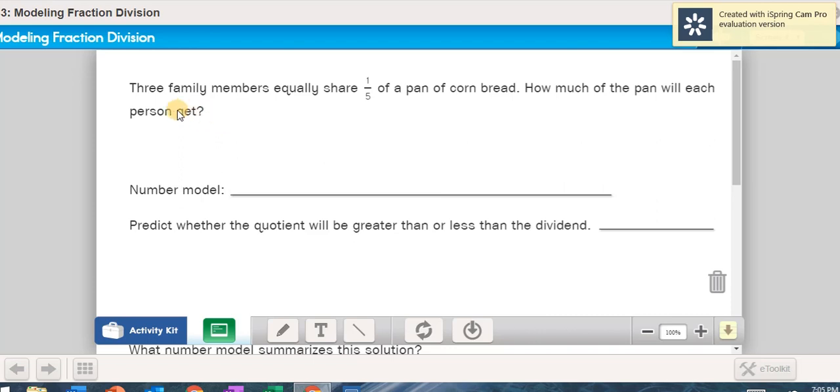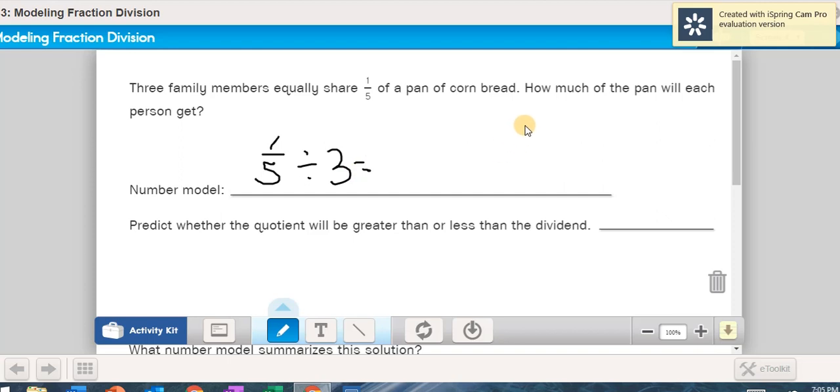All right, these 3 family members equally share 1/5 of a pan of cornbread. How much of the pan will each person get? So we are sharing 1/5 of a pan of cornbread. That is what we need to share, so that's what we're dividing up. And we need to divide that up by 3 family members. So we need to figure out how much each family member is going to get.